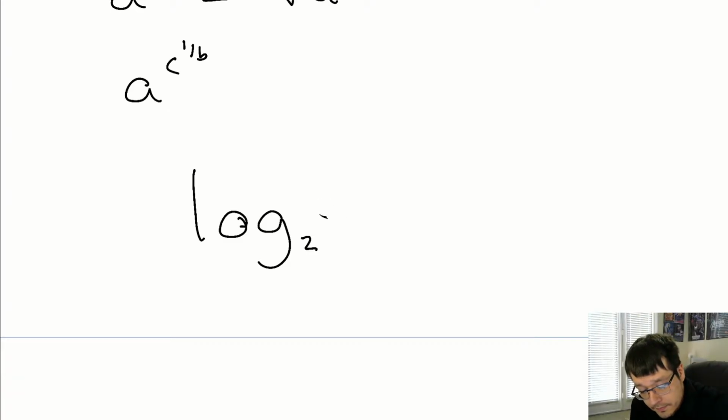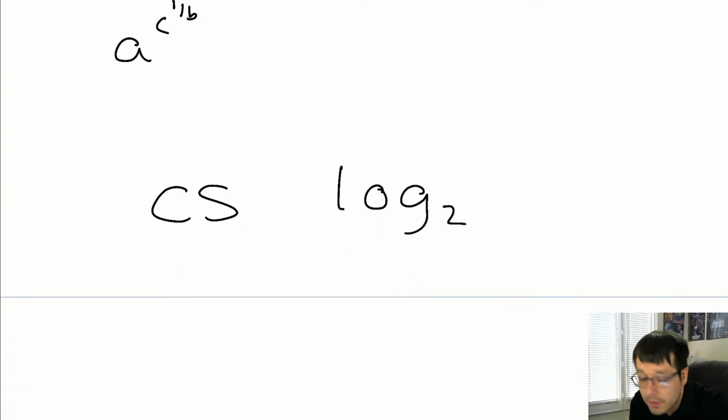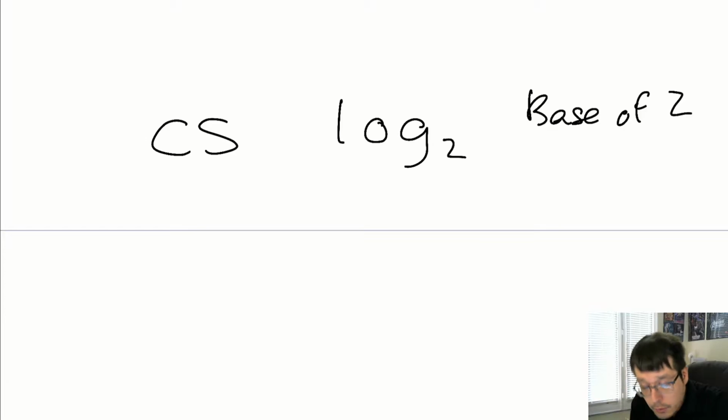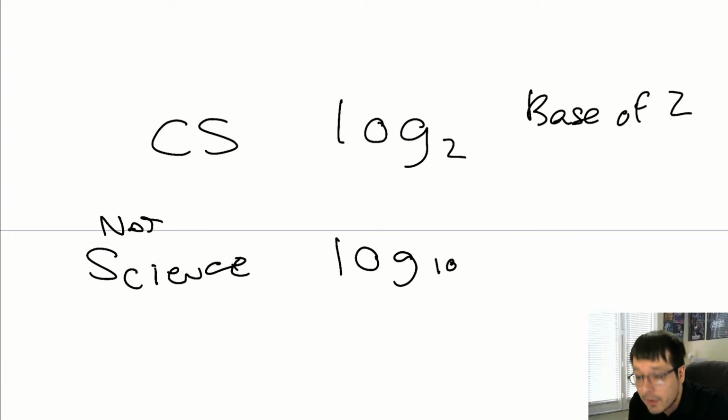So as a generalization, if you're a CS student and you see a log, more than likely you're dealing with a base of 2. If you are a physics student or some sort of natural science student, physics and chemistry and whatnot, you are probably going to be dealing with a base of 10, okay?